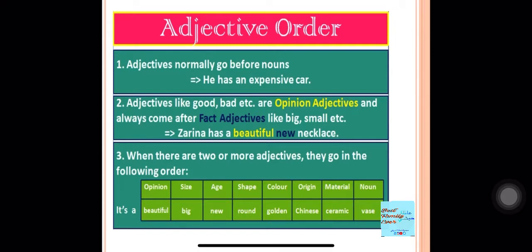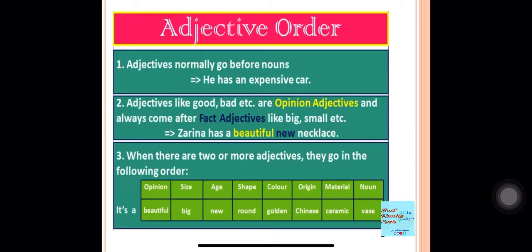Now, number 1. Adjectives normally go before nouns. He has an expensive car. So where is the noun here? It is the car. What's the adjective? Expensive. He has an expensive car. Okay? Number 2. Adjectives like good, bad, etc. are opinion adjectives and always come after fact adjectives like big, small.